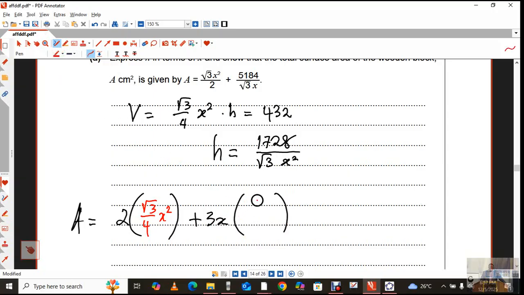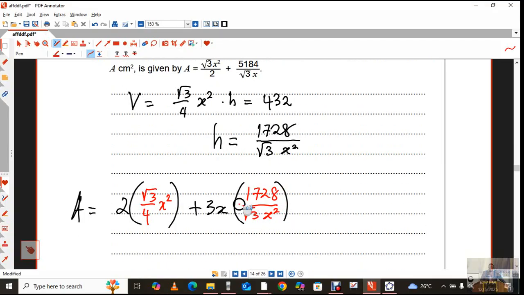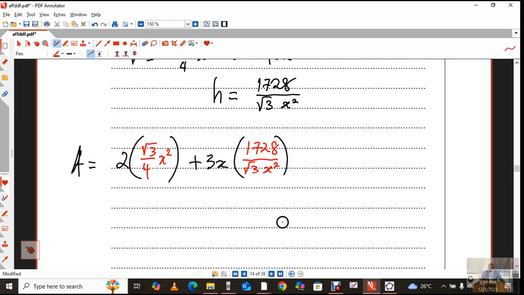But what is my H? From here, H is 1728 over root 3 x squared. So it's just a matter of cleaning this up a bit. 2 goes here 2 times, so I have root 3 x squared over 2. This x and that x will leave 1 x under.